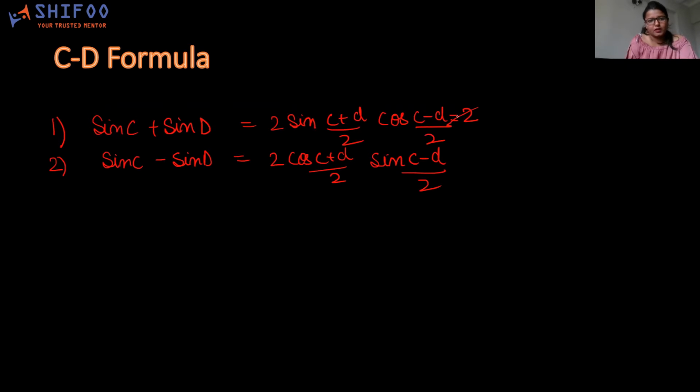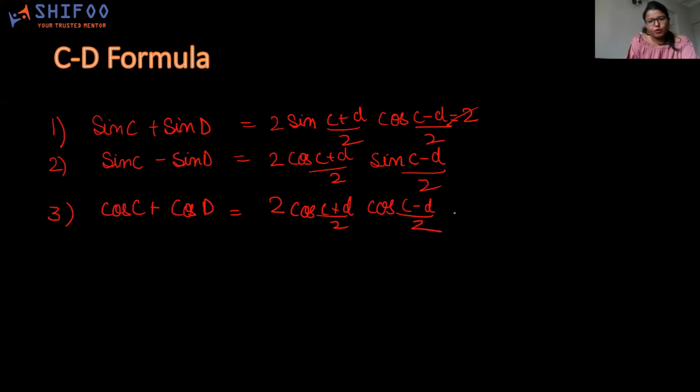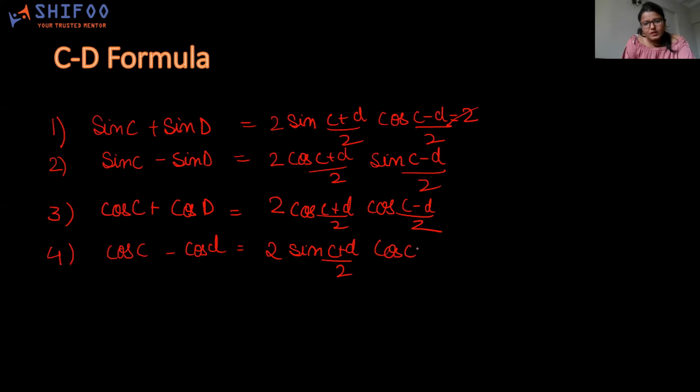The third of this kind is cos C plus cos D, that is given by 2 cos C plus D by 2 cos C minus D by 2. Okay. And the last one of the CD formulas is cos C minus cos D, that is 2 sine C plus D by 2 cos C minus D by 2.